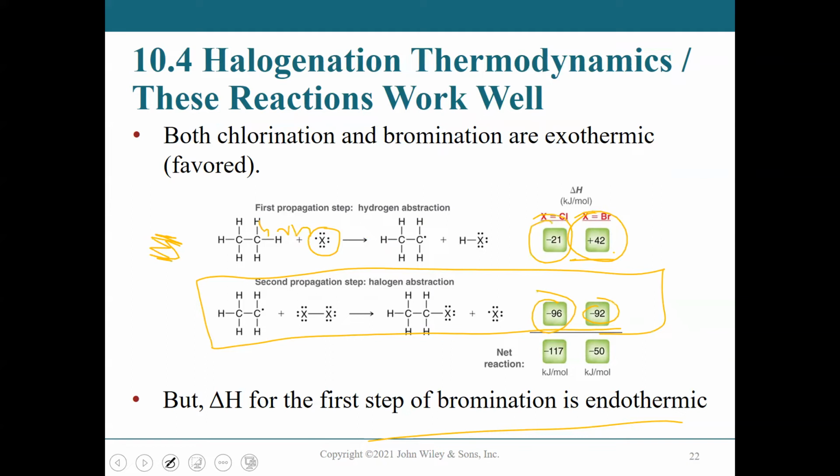Why? Because if the process of the radical formation is slow, that means that bromine will be able to distinguish better between the radicals it's forming. So if a reaction is too easy, the reactants will just react without distinguishing. Why? Because it doesn't cost you that much energy.